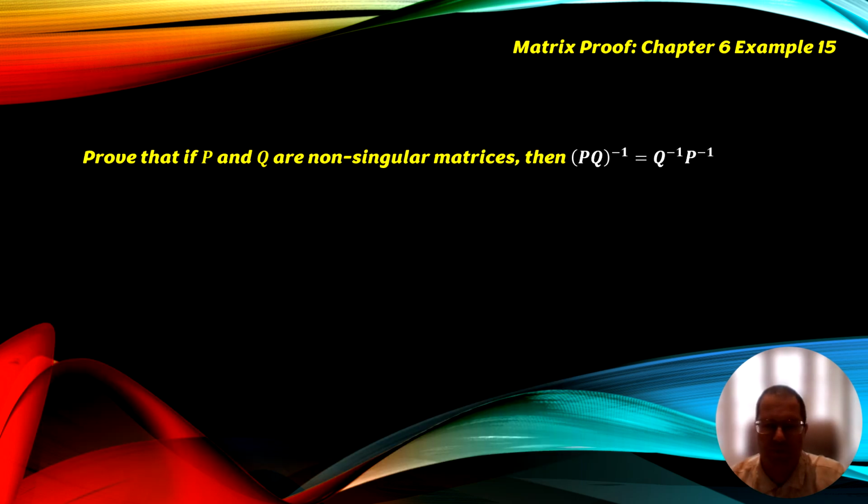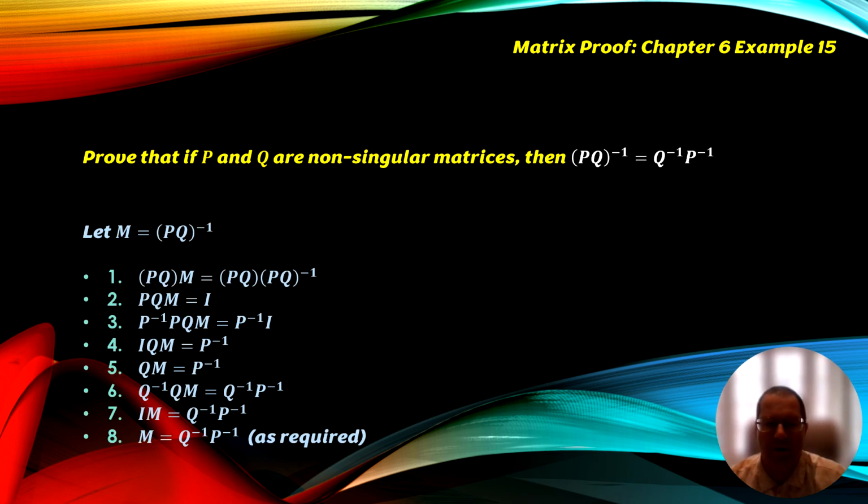So let's start by proving that the inverse of PQ is given by the product of the inverses of Q and P in that order, where P and Q are non-singular matrices. So what we're going to do is let M equal the inverse of PQ, and then we're going to show via a series of steps that M is also equal to the inverse of Q multiplied by the inverse of P in that order.